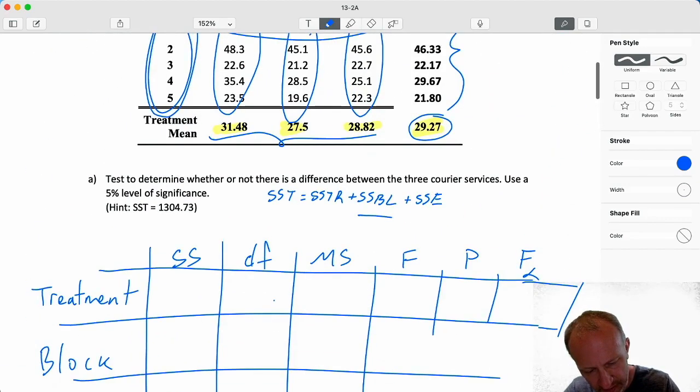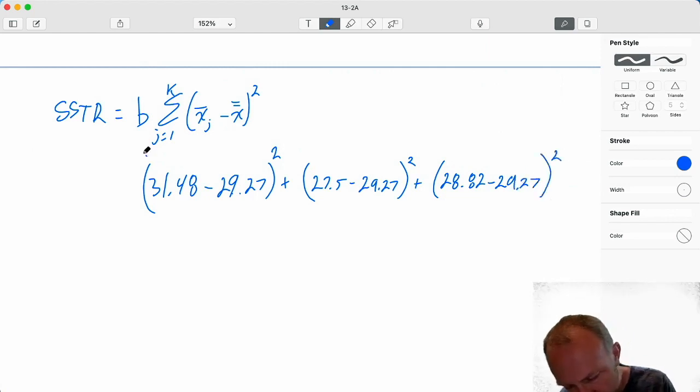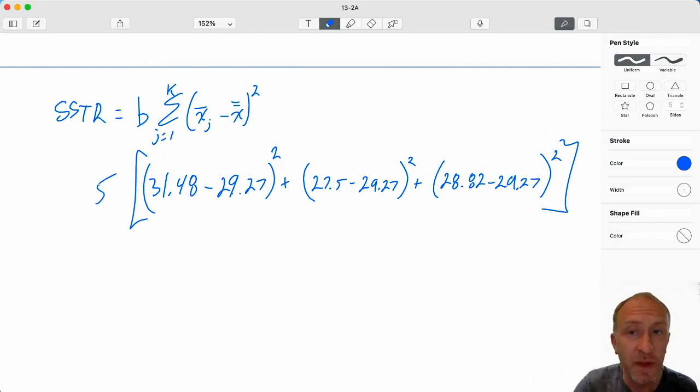And the next one, 28.82. And I'm just going to calculate all of those, and then I'm going to multiply through by 5. That's the number of blocks that we have.